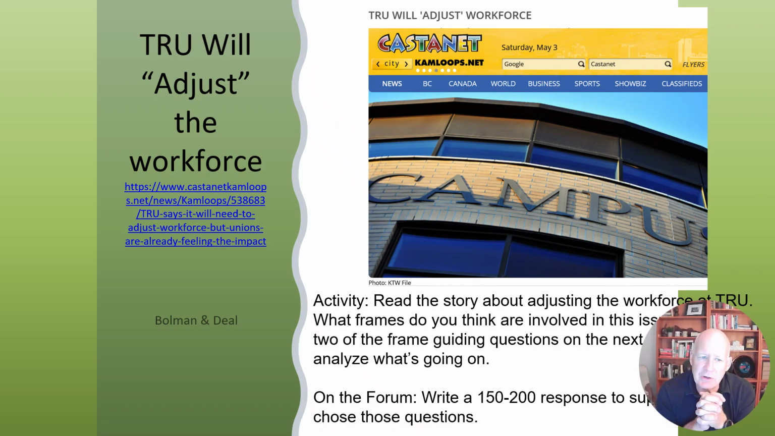There's an article here from our little local Castanet online news source. If you click on this link, and I'll make sure that link appears on Moodle as well, there's a story. So this is about what TRU has been going through, or has announced it's going through, like many universities in Canada, because of the declining enrollment of international students, people like you.